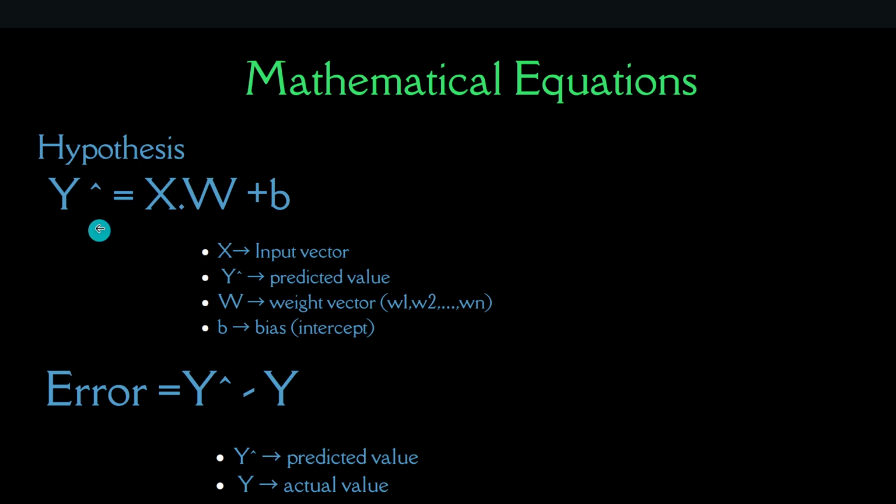First I will explain hypothesis. Hypothesis is y hat equal to x dot w plus b. y hat is the predicted output value, x is the input vector, w is the weight vector, b is the bias. Error is nothing but the difference between the predicted value y hat and the actual output value y.